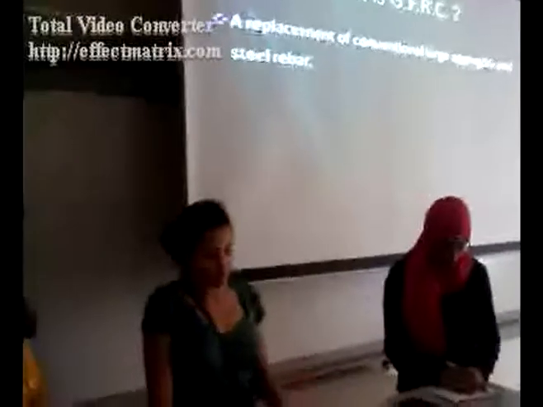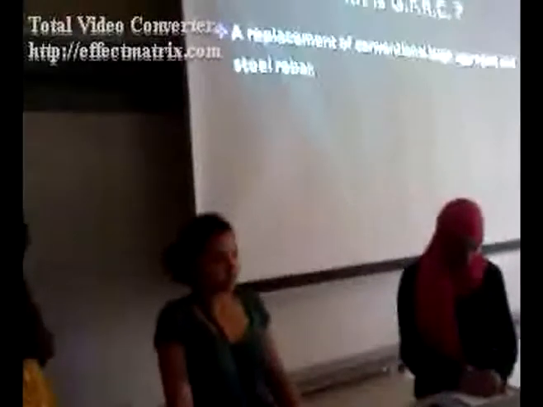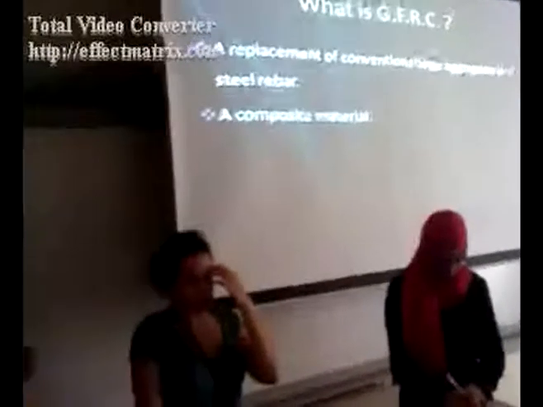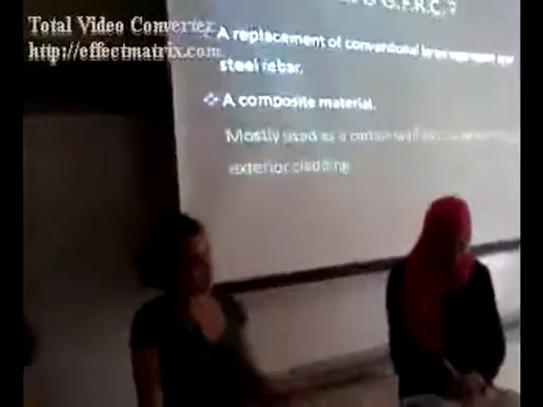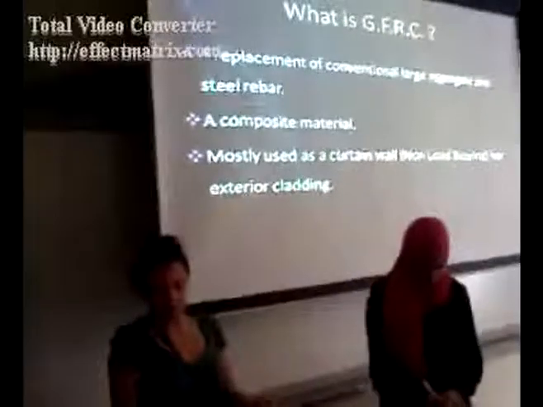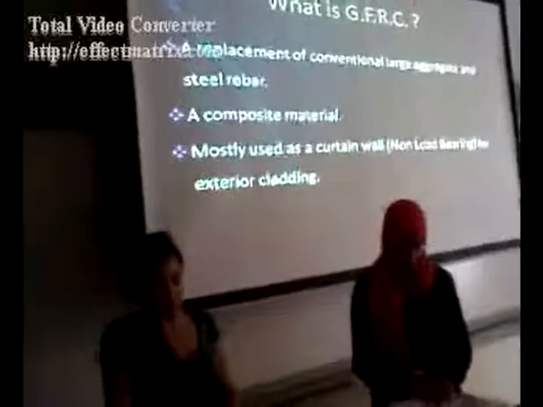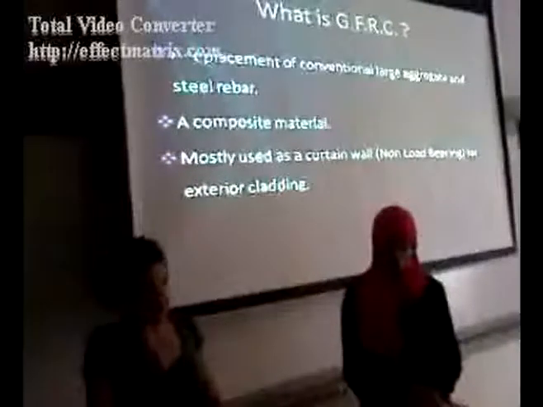Let's start with defining what GFRC is. It's basically the replacement of conventional large aggregate and cylinder bodies. It's a composite material, glass fibers with a layer of cement and silica sand. And mostly it's a non-load bearing curtain wall for exterior cladding.